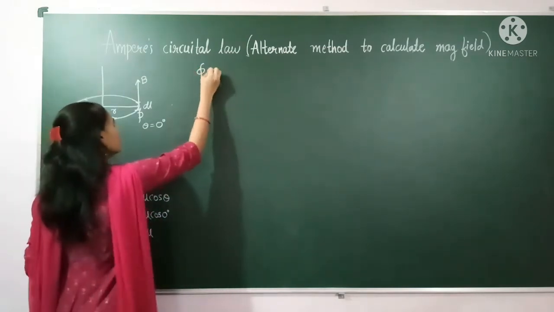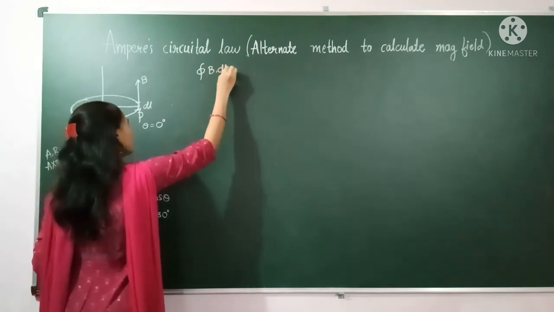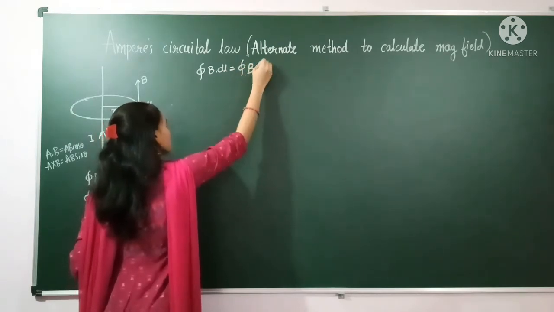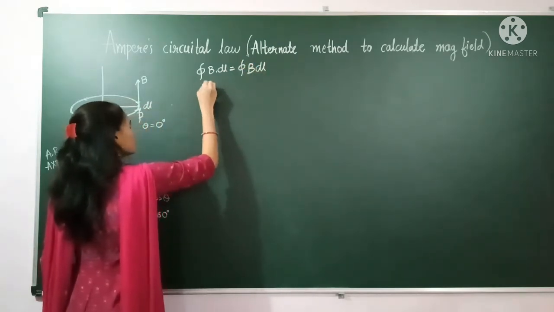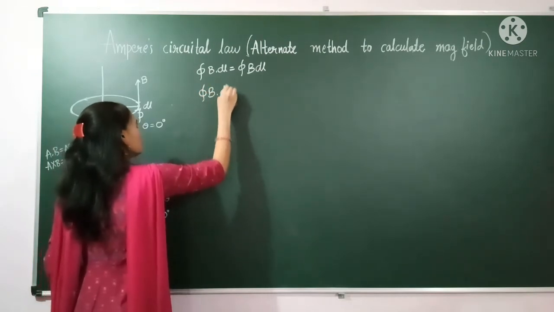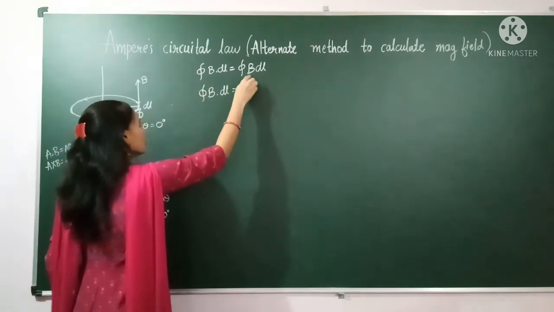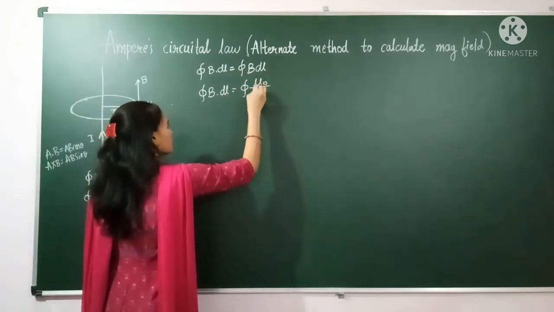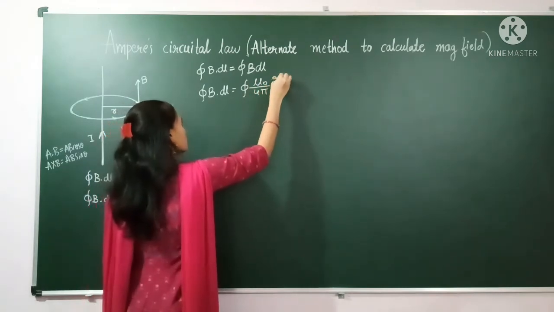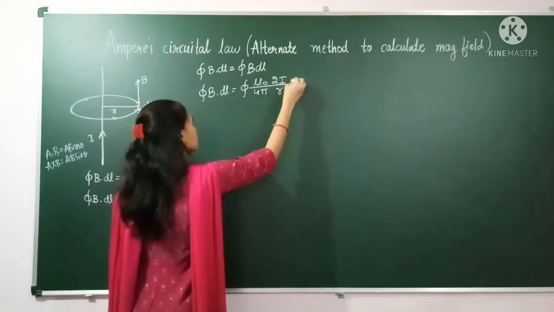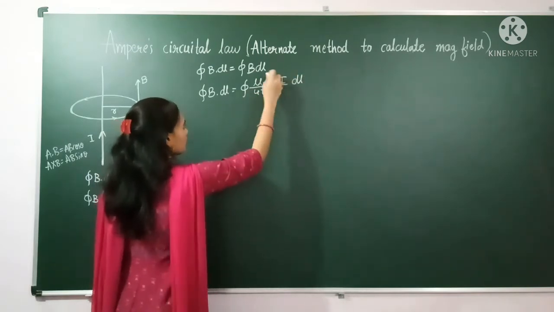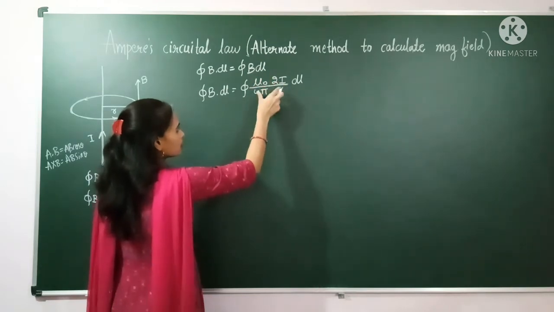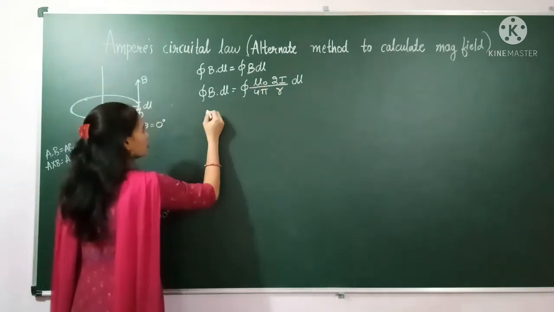Now closed integral B dot dl is equal to closed integral B dl. The magnetic field at this point P can be written as mu naught divided by 4 pi times 2I divided by R, times dl. How I have taken this B value as mu naught by 4 pi times 2I by R, I will explain later after completing this derivation.